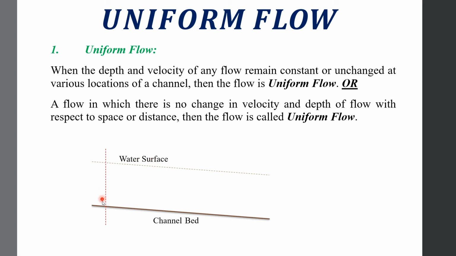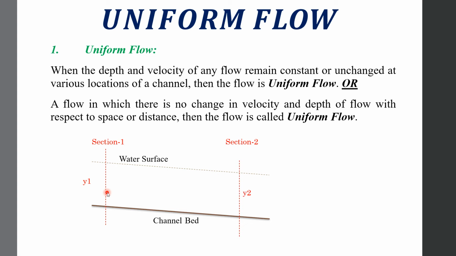This dashed vertical line shows section 1, which is our section of interest, where our first person for experimentation is standing at this point. The depth at this point is known as y1. Another vertical line is drawn at some distance d from section 1. This is known as section 2. The depth of water at this section is y2.